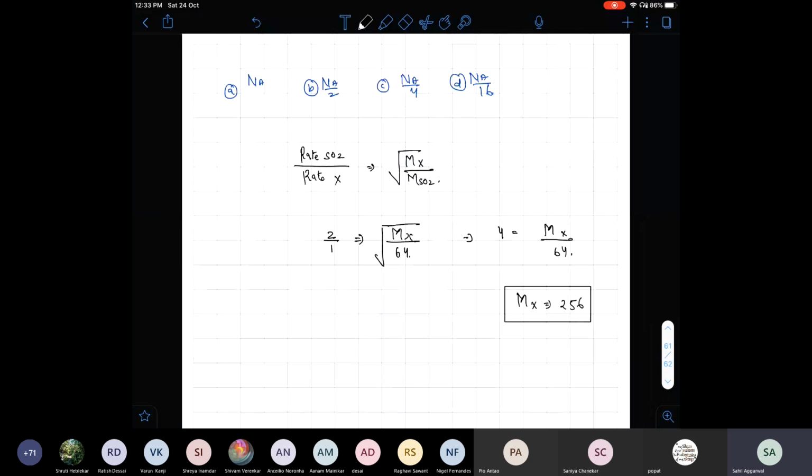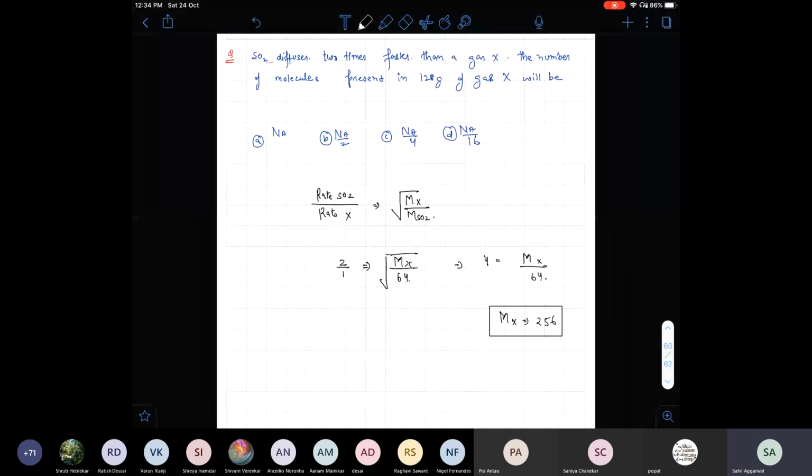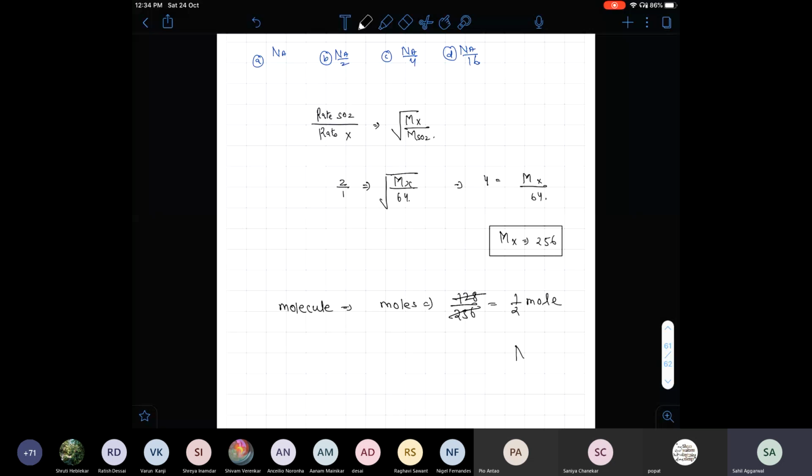Any doubt clear? Now we want molecules. For molecules we want moles, and the formula for moles is given mass upon molar mass. Half mole. Half mole means half Na molecules.